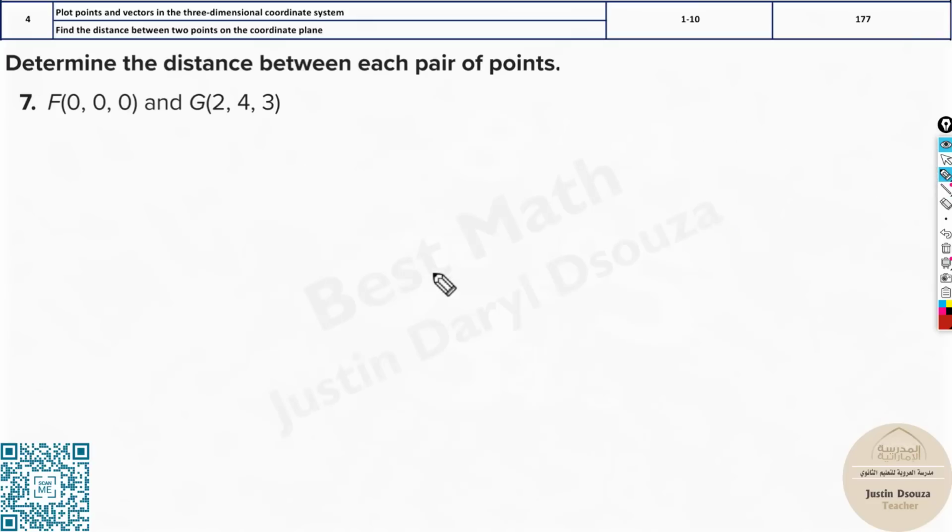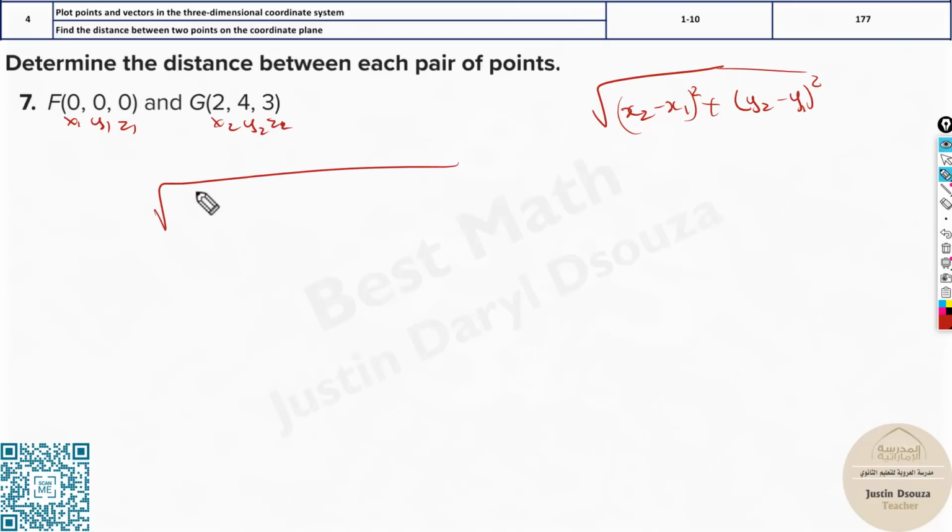This is again a very easy concept. You know the distance formula, right? It is always x2 minus x1 the whole squared plus y2 minus y1 the whole squared. But here we have three coordinates, not just 2 points: x1, y1, this is x2, y2. What about the next one? It's z1, z2. So we modify the formula to add all the coordinates. It'll be x2 minus x1 the whole squared plus y2 minus y1 the whole squared plus z2 minus z1 the whole squared. So this is it.